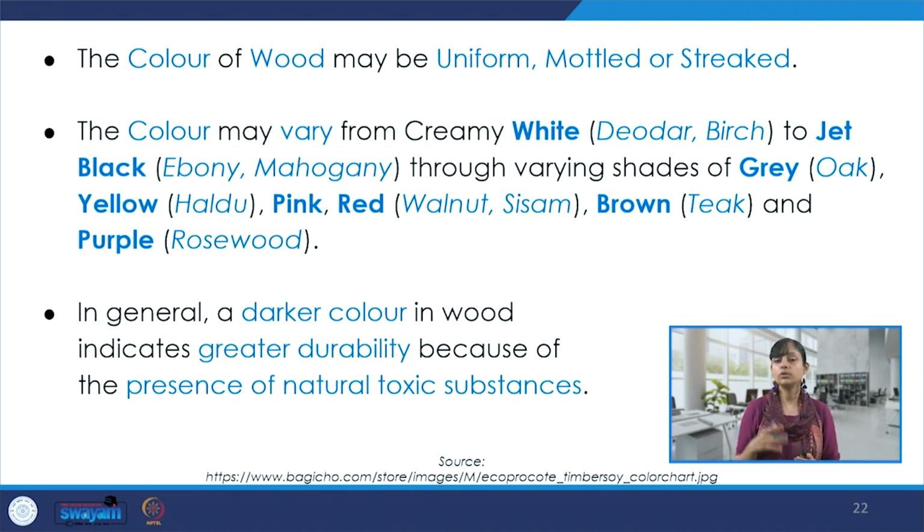The color of wood may be uniform, non-uniform, or streaked, etc. And there is a huge variety available, from creamy white, for example in the case of birch and deodar, to jet black, for example in the case of mahogany, or varying shades of grey, such as in the case of oak, or yellow, pink, red in the case of walnut, brown in the case of teak, and purple as in rosewood, etc. In general, a darker color in wood indicates greater durability because of the presence of natural toxic substances. So these are some kinds of thumb rules.